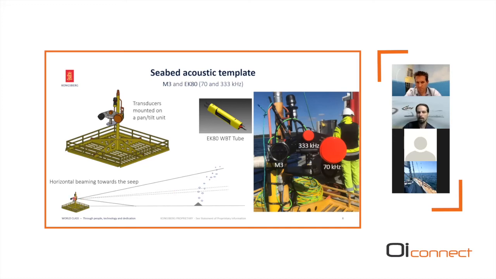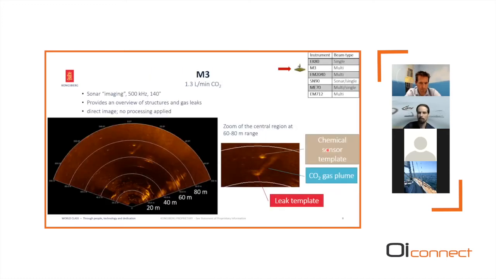And as you can see from this schematic, these transducers were basically horizontally pointing towards the gas seep. It also indicates that the imaging sonar had a very large opening angle, and the quantitative echo sounder was narrower in order to realize better quantitative measurements. The echo sounder itself came in the form of a WBT tube, to which the transducers were connected.